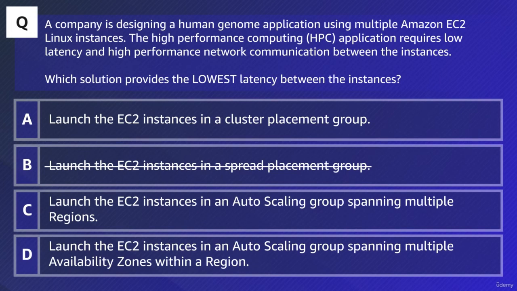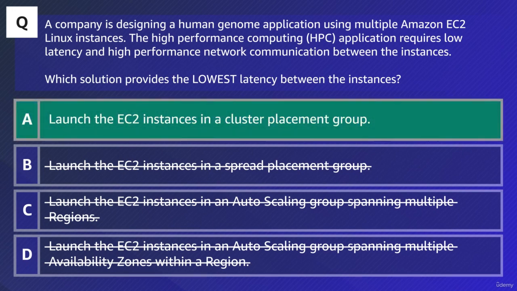The next two responses are similar. Both suggest using an autoscaling group, but C says to launch the group across multiple regions, while D says to stay within a single region but across availability zones. You know these are wrong because they're both going to be higher latency than response A. Additionally, response C isn't possible. Autoscaling groups can span multiple availability zones, but not multiple regions. So it looks like response A is the key after all.